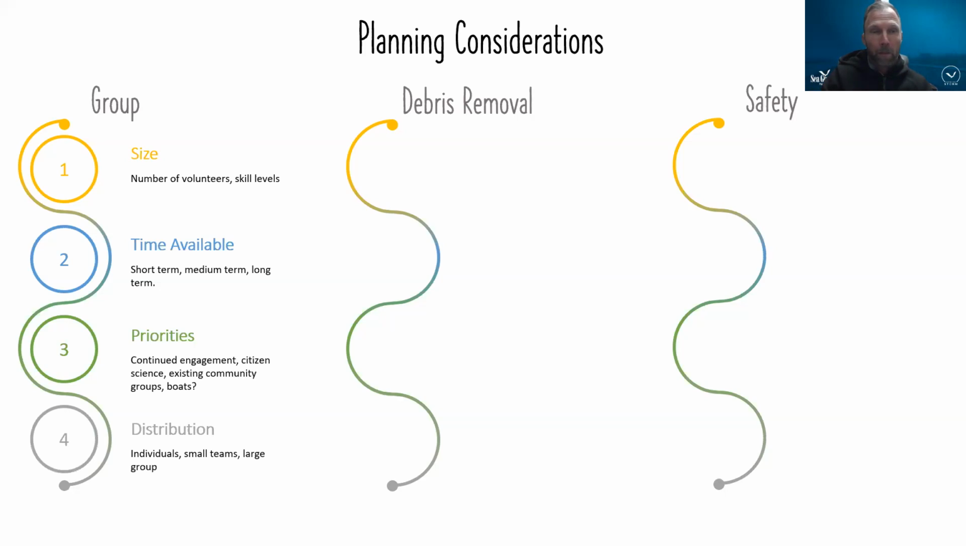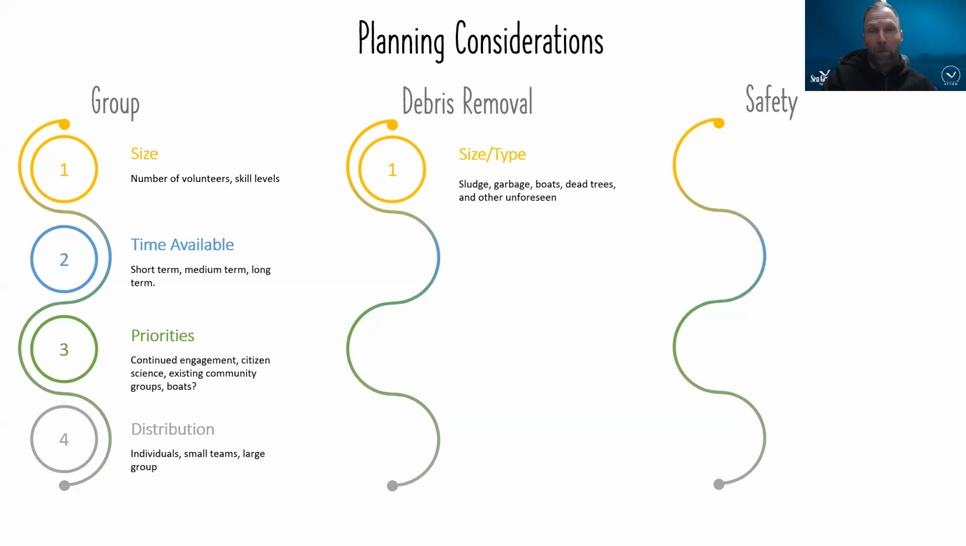Next. Distribution, how you're going to distribute your volunteers on the site. Individuals, small teams, or a large group. It's also difficult to manage when you have a lot of individuals going into spaces. You can't monitor them if they're not properly trained. If you have small teams, you can have group leaders that monitor those groups. And if you're working in a large group, it's easier to manage and monitor that and get a big swath of things done in a very short time.